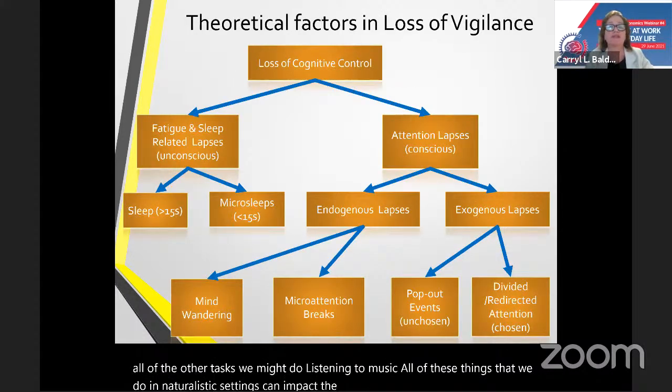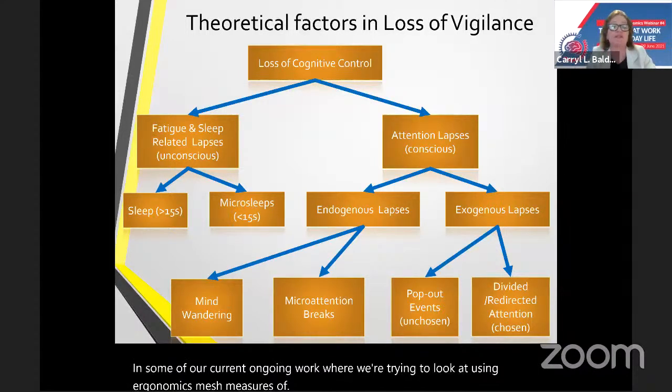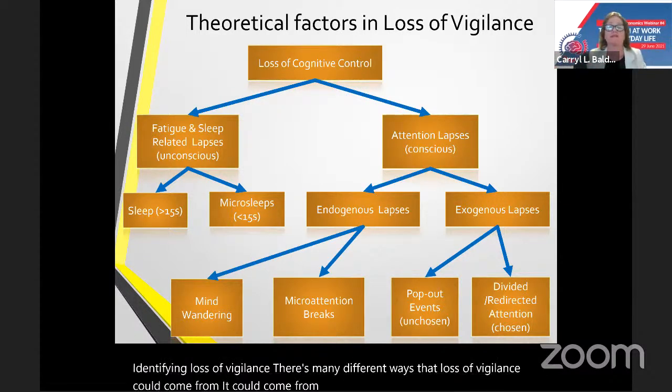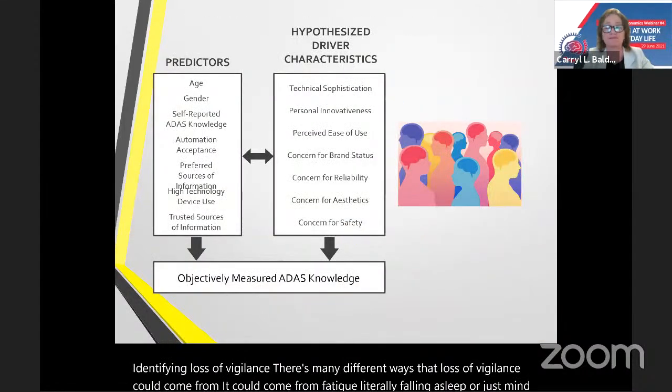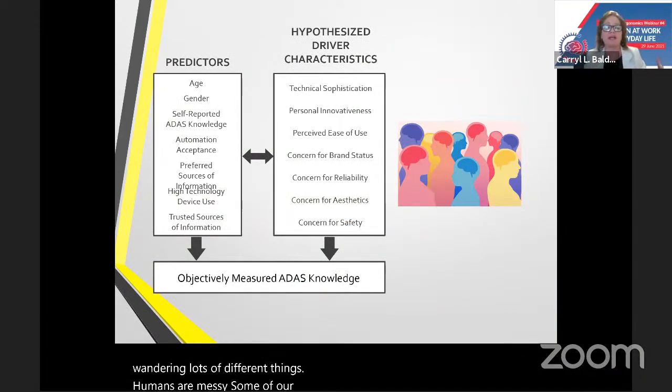This is a really messy slide of just some of the things that we have thought about in our current ongoing work, where we're trying to use neuroergonomics measures to identify loss of vigilance. There are many different ways that loss of vigilance could come about. It could come from fatigue, literally falling asleep, or just mind wandering, lots of different things. Humans are messy.